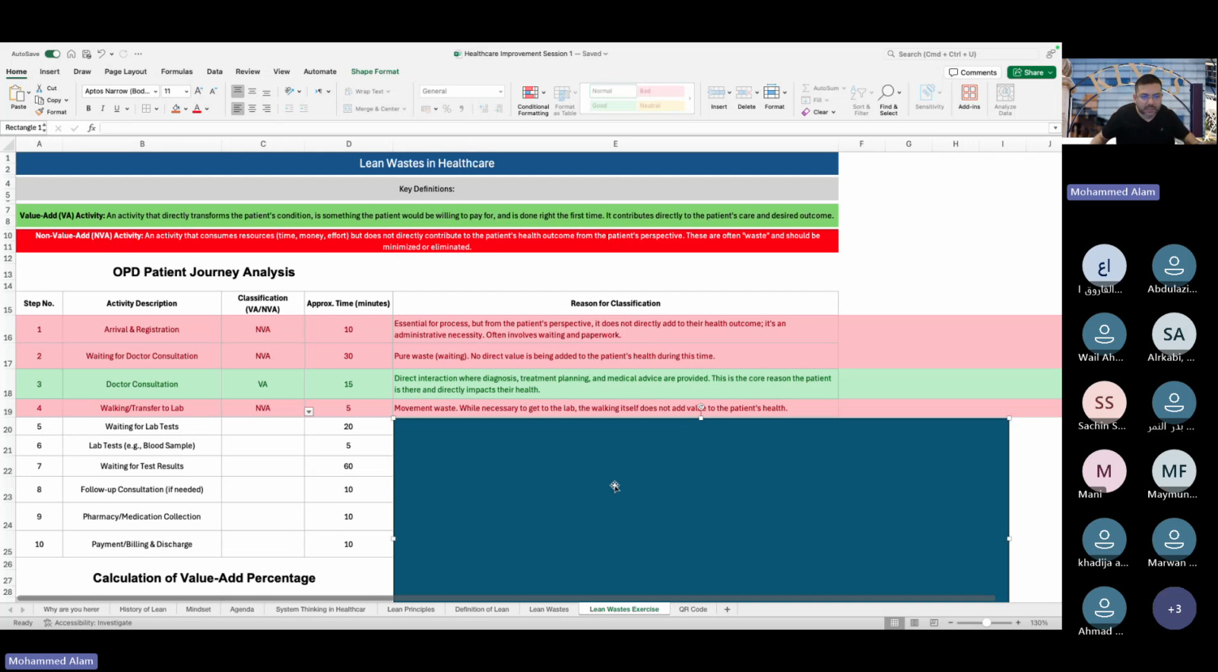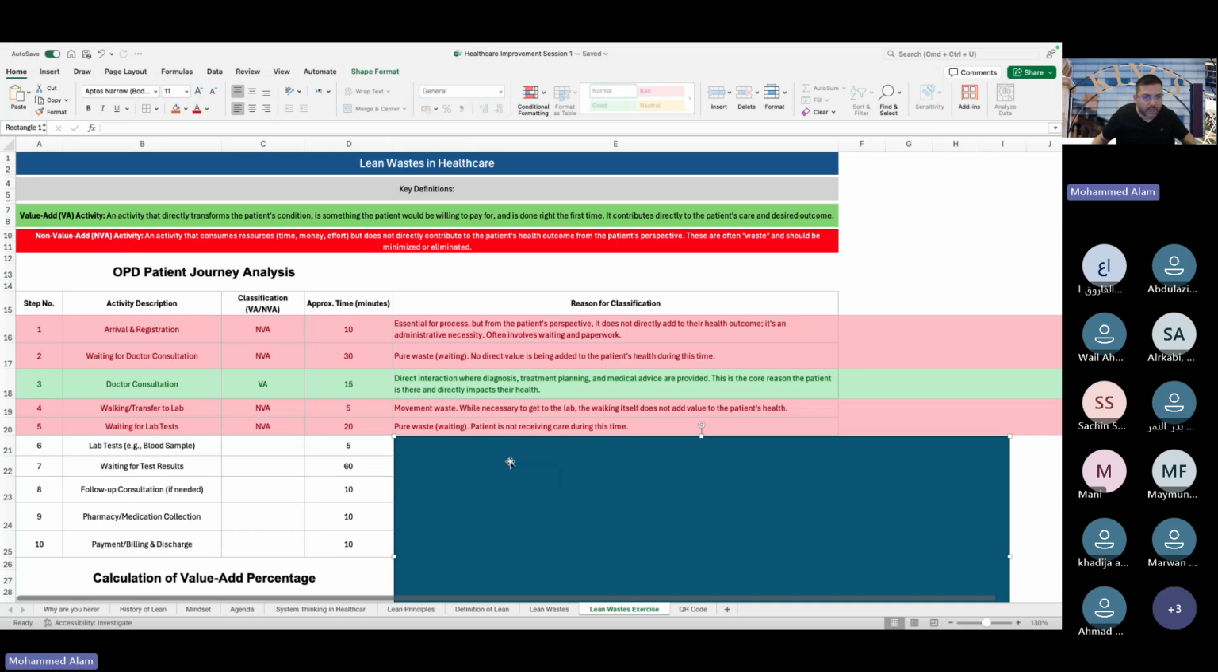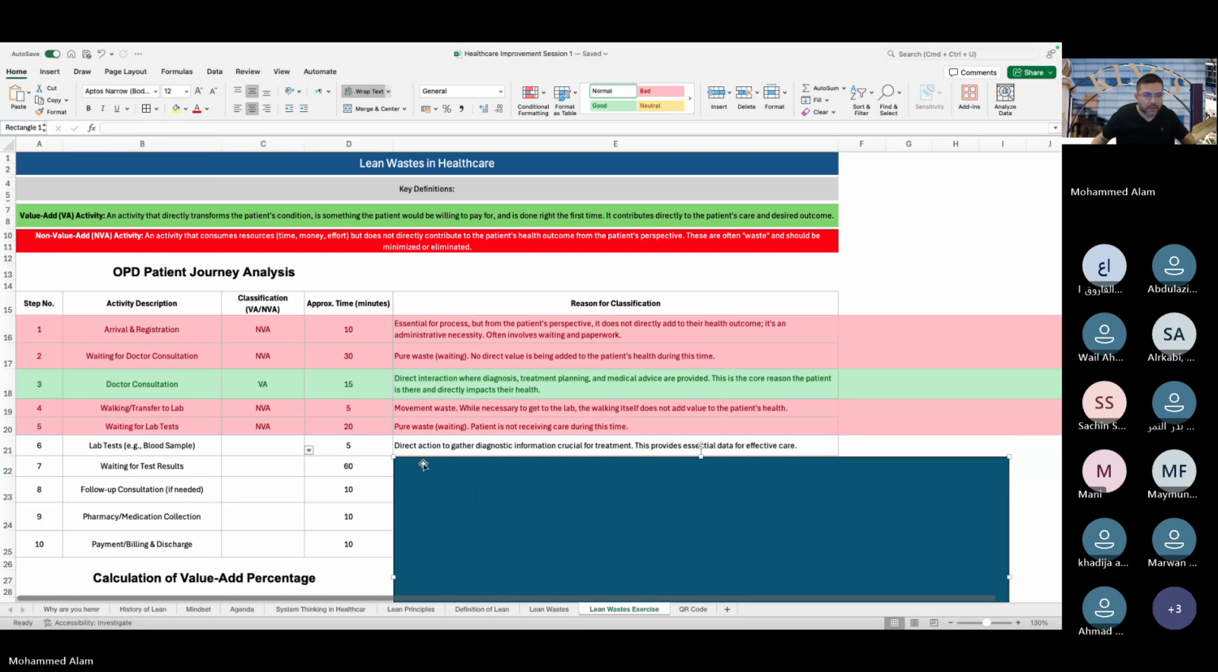Now the lab is done. You're waiting for the lab test. Value add or non-value add? Non-value added. Perfect. It's a pure waste. We don't need to discuss. Now the lab test is done. Value added, because now it's a direct action which is transforming something. If you don't do the lab test, how would you get the information? So it's a direct action to gather diagnostic information.